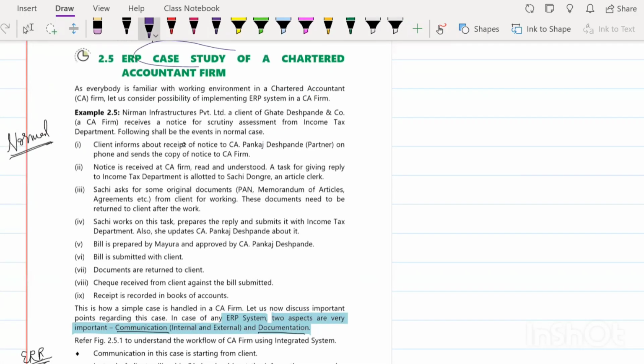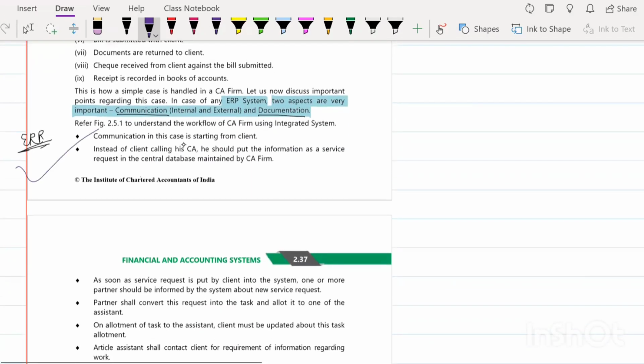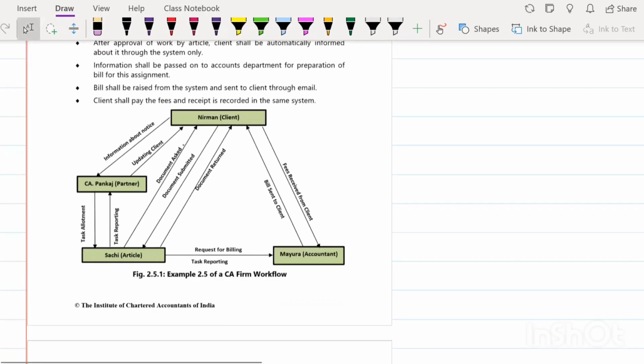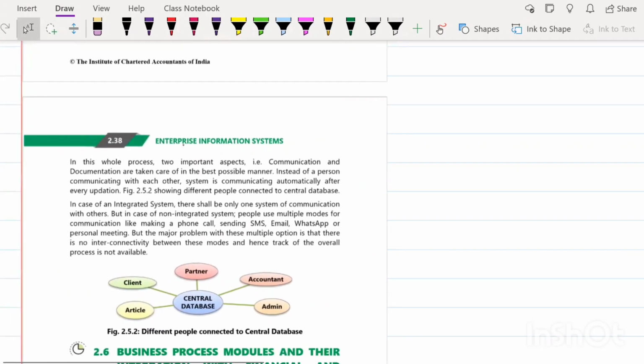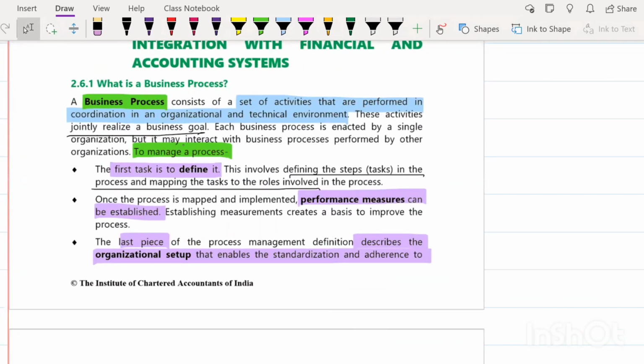Next, they have given you a case study related to an ERP system: how the normal world would work without ERP, and now, because of the entry of ERP, how the world is working. So this example is there that you can go and give a read. It is not a big concept, so if you give it a read, you will be able to understand.